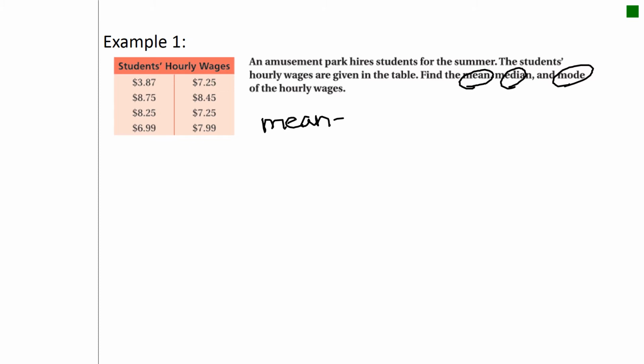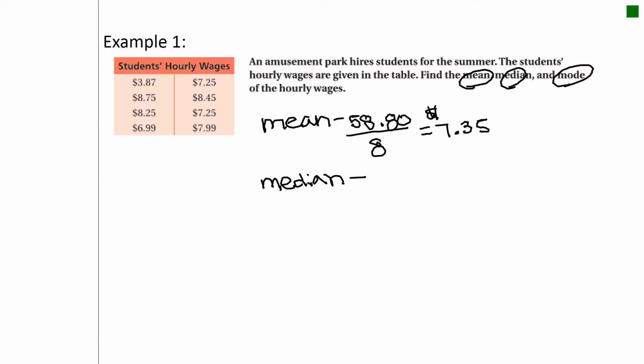All right, so I paused my video and I did all of that adding up of all of those wages here, and I got that all together it was $58.80. Now I'm going to divide by how many there are. There's 8 of them, and my mean now is $7.35. So an amusement park hires students for the summer. On average, they pay the students $7.35.